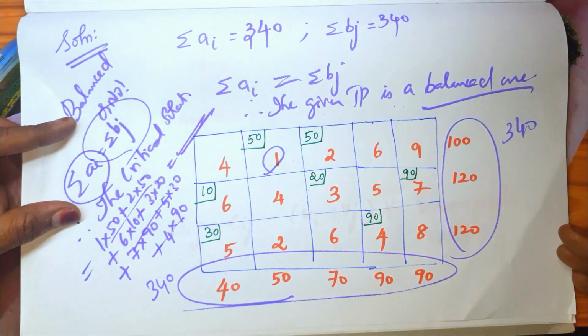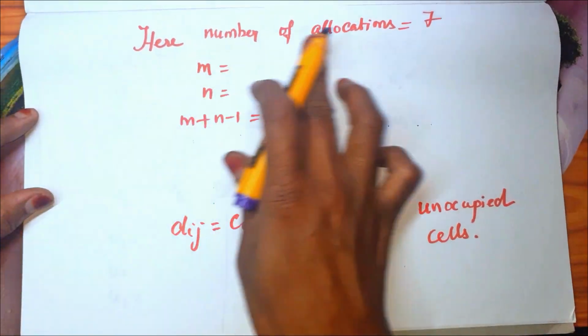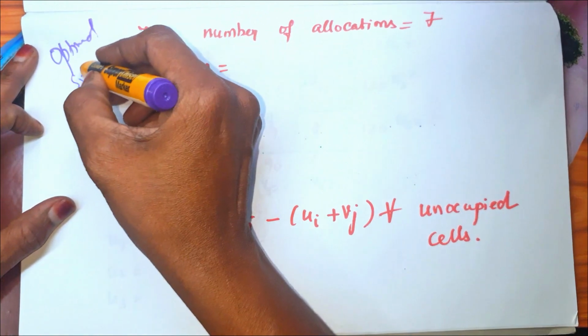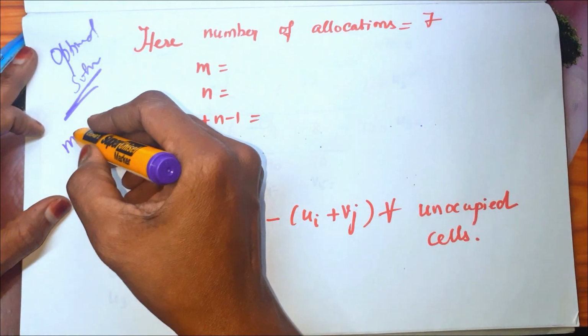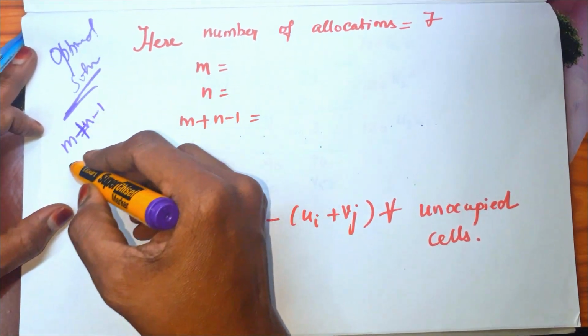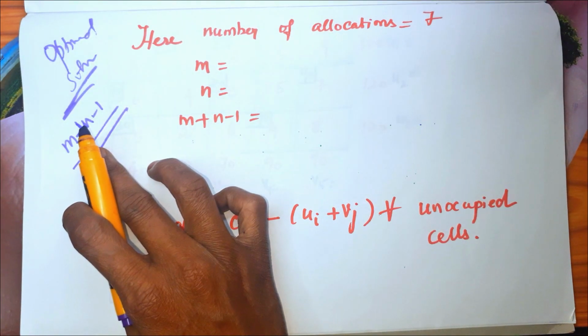Then we are moving into the optimal solution. This is the starting of the optimal solution. Before that, we have to check the condition. If the number of allocations is equal to m plus n minus 1, we can go. This kind of solution is called a non-degenerate solution.